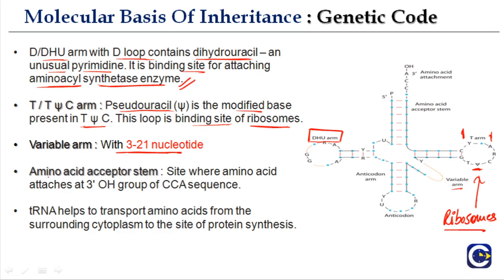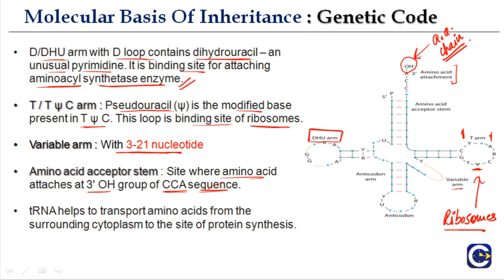Then the most important is the amino acid acceptor arm, the site where the amino acid attaches at the 3' OH group of the CCA sequence. This is the single stranded sequence for the amino acid. This is the CCA sequence, and this is the OH where the first amino acid will come and bind. So this is where the amino acid chain will be formed. This is very important.